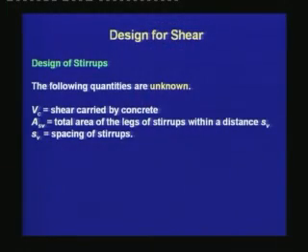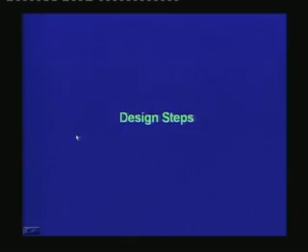The following quantities are unknown: Vc, which is the shear carried by concrete; ASV, which is the total area of the legs of stirrups within a distance SV, and SV is the spacing of the stirrups. Next, we are moving on to understand the design steps for the shear design of a member.